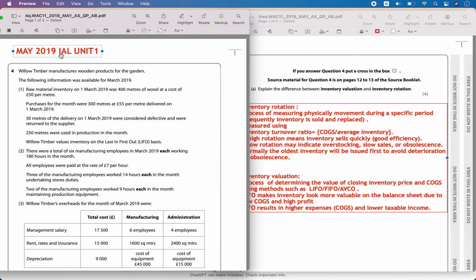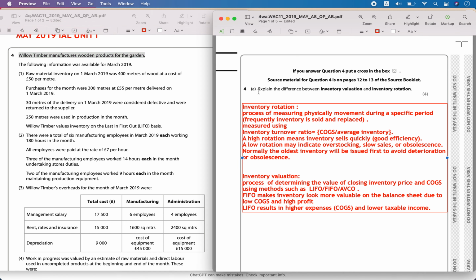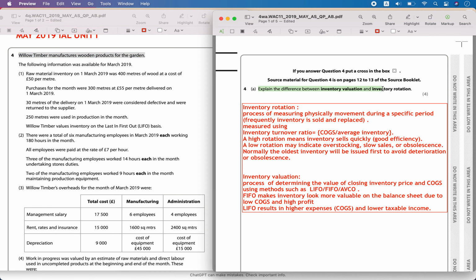Hello, today we are solving May 2019 IAL Unit 1 question number 4. Willow Timber manufactures wooden products for the garden. The following information is available, but the first part of the question we can see is a theory question. It asks: explain the difference between inventory rotation and inventory valuation.